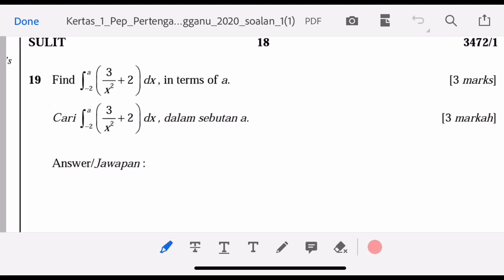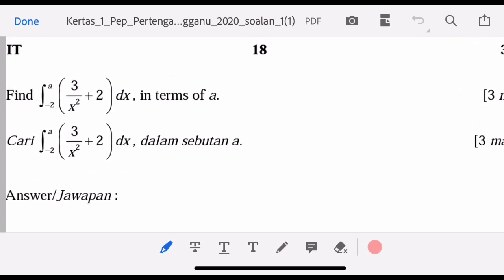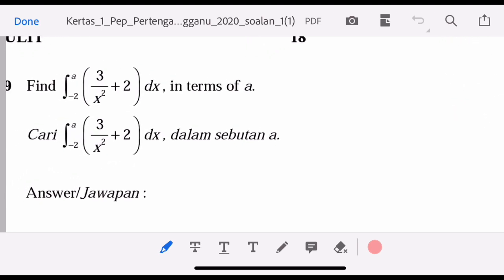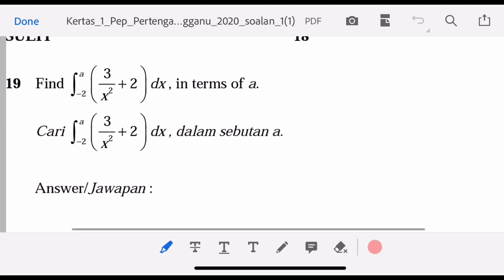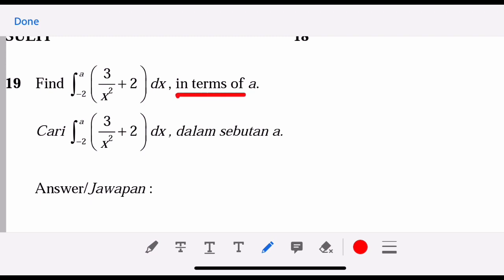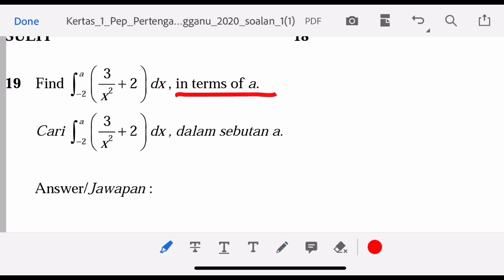So question number 19. Actually, I created this video a long time ago and I've forgotten about it. So you're asking to integrate, right? In terms of the A. That means the answer must have certain A in the number, right? So you have to understand the instruction of the question. So now I'm going to integrate this one.